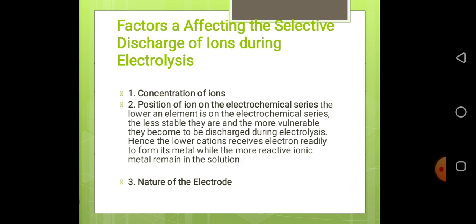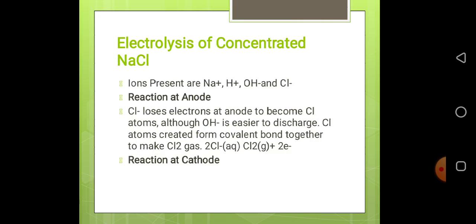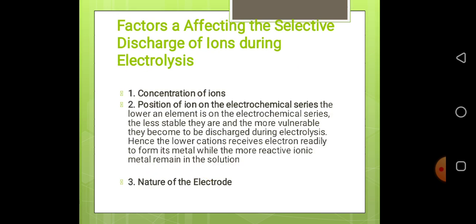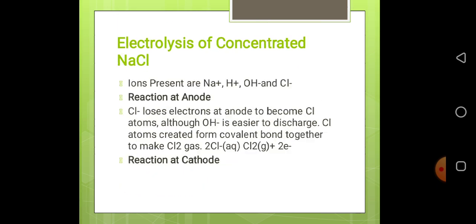the element is on the electrochemical series, the less stable they are, and the more vulnerable they become to be discharged during the electrolysis. Hence, the lower cation receives electron readily to form its metal, while the more reactive ion, the metal remains in solution. Then number 3, we have the nature of electrode. So these are the factors affecting the selective discharge of ion during the electrolysis.